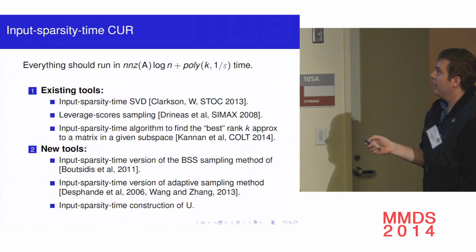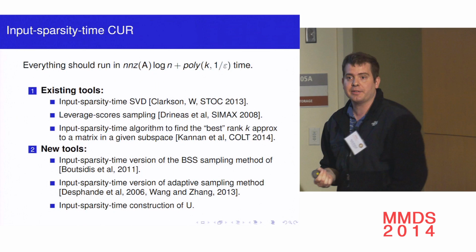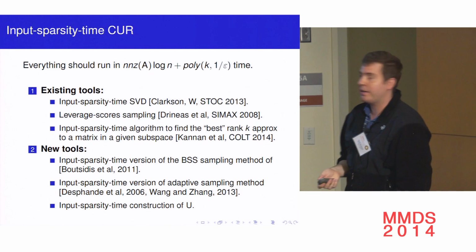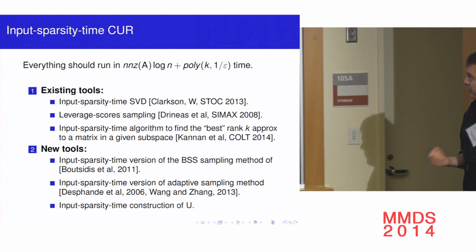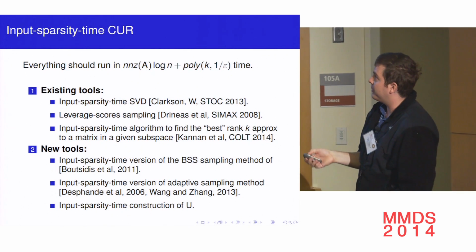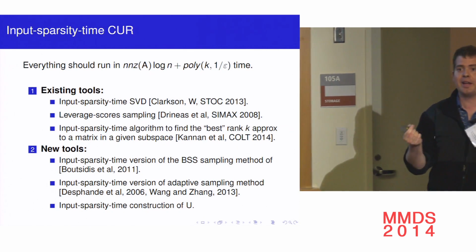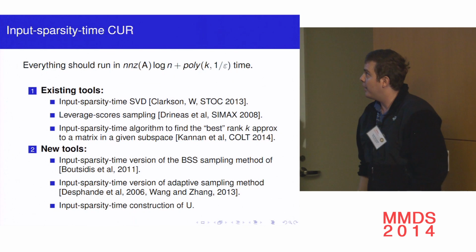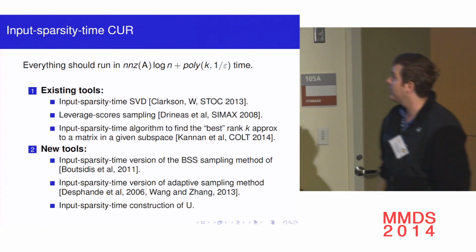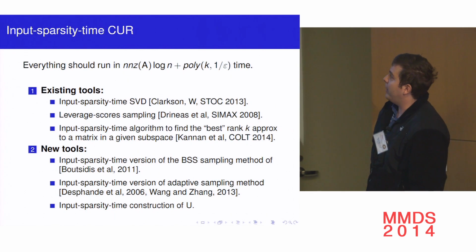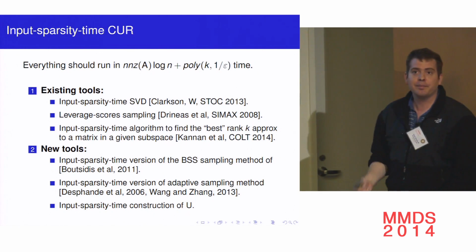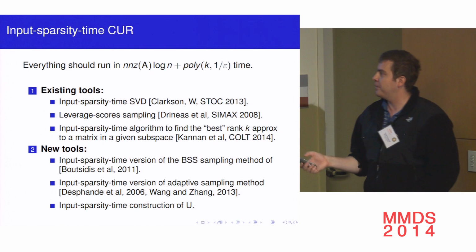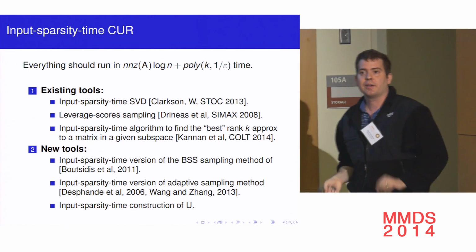We use an input sparsity time low rank approximation, work with Clarkson, and I think Jelani might be talking about improvements to that in his talk. We use leverage score sampling of Drineas et al. We use this input sparsity time algorithm to find a good rank k space inside of a larger space for approximating a set of points. This is work with Kannan and Vempala. The new tools we need here are an input sparsity time version of the BSS sampling, an input sparsity time version of the adaptive sampling, and, as I said, an input sparsity time construction of this little matrix U connecting C and R.